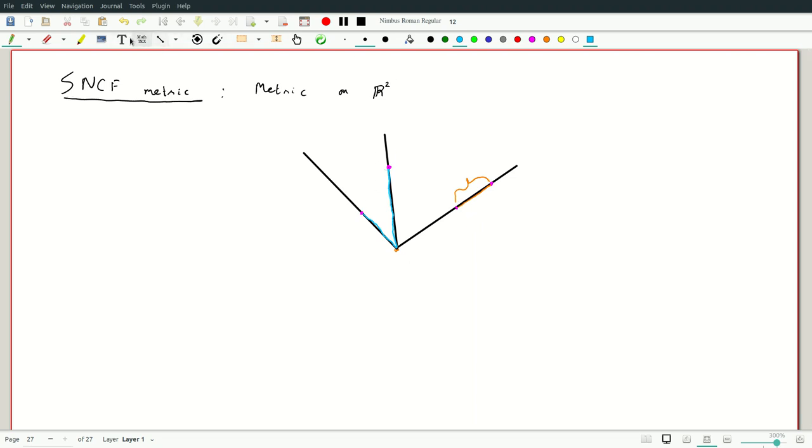So this is the distance. Let me write these in polar coordinates. Okay, so suppose this is r1 theta 1. Now this is r2, but this is also theta 1. Okay, so theta 2, but theta 2 equals theta 1. Okay, now this is r3 theta 3, and this is r4 theta 4.